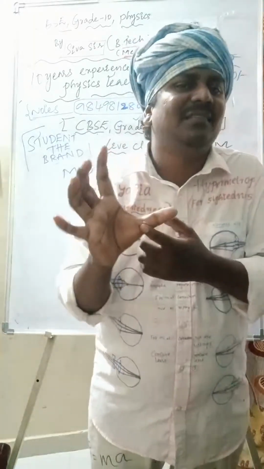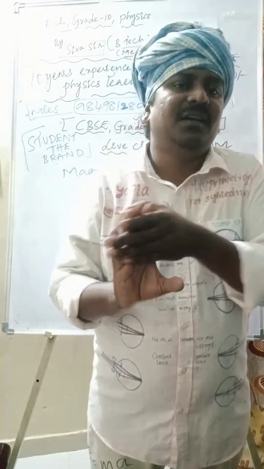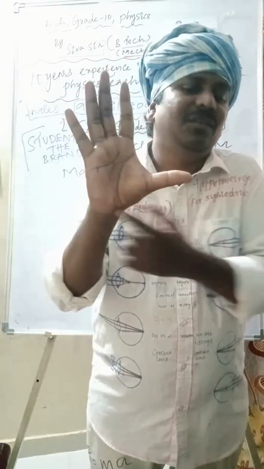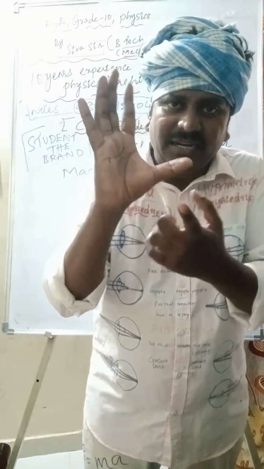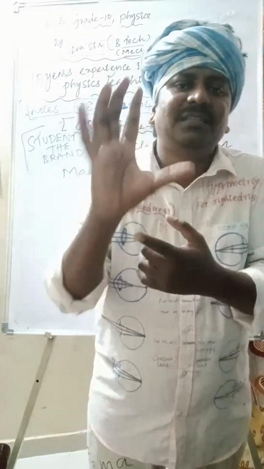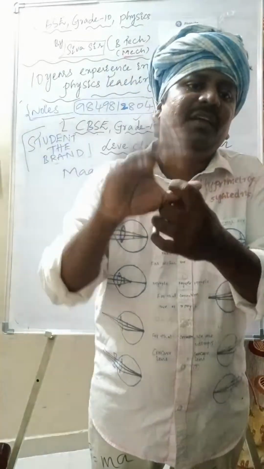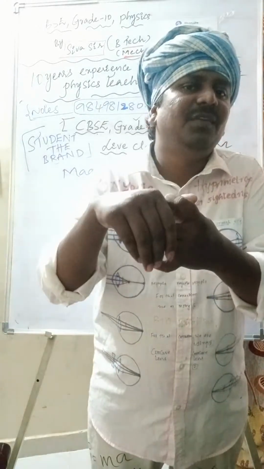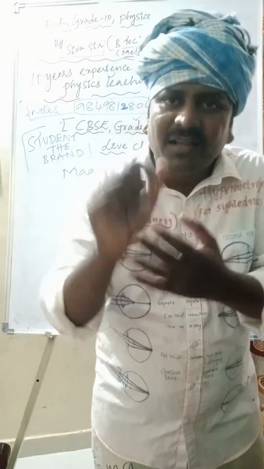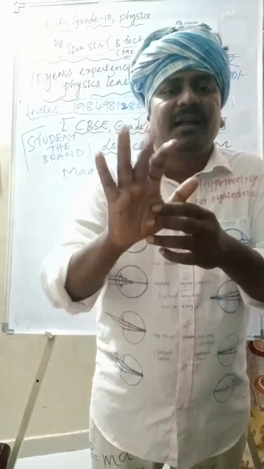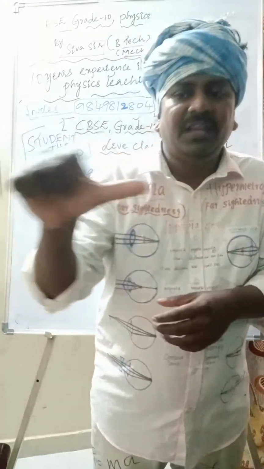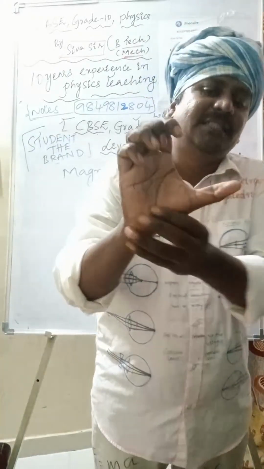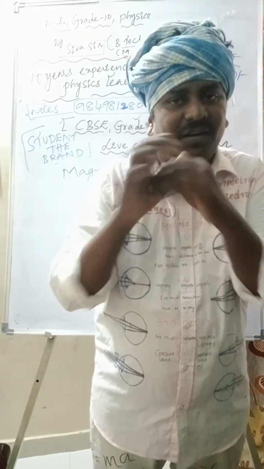So you are taking the thumb and the curly fingers. Along the conductor direction, you are placing the thumb. The curly fingers show the magnetic field. So if you are taking the thumb along the current direction, the curly fingers show the magnetic field direction.